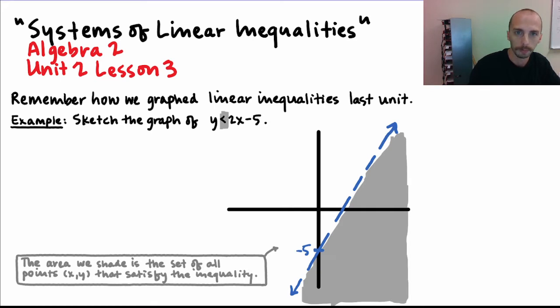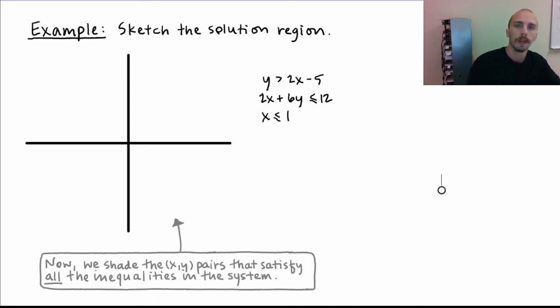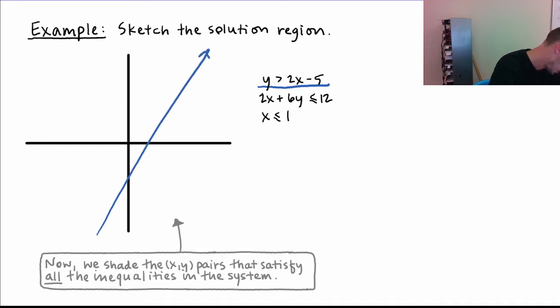Let's talk about more than one now. If I brought in like 3 inequalities, we could do this. We're just going to sketch all of the solution regions for these inequalities individually, and then we'll see where they all overlap, because we're going to want to shade the xy pairs that satisfy all the inequalities in the system. But we'll get there. Let's start small. We'll start with y is greater than 2x minus 5. So I'll try to draw it the same way, about like that.